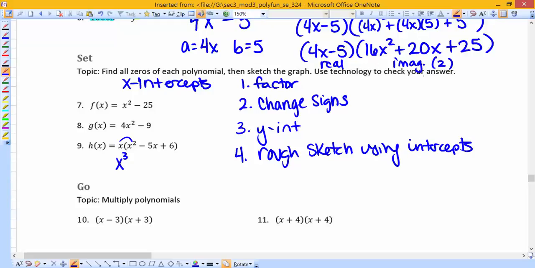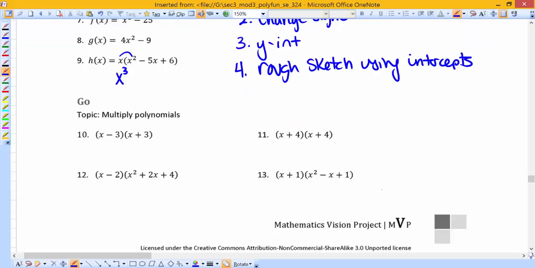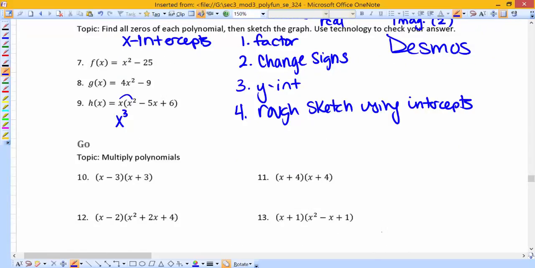And then when it says use technology to check your answer, use Desmos. All right. But don't just jump right to Desmos. Those of you who do choose to cheat on this and say, oh, I'm just going to type into Desmos and then I can find my intercepts, that's all fine and dandy. You're going to get those wrong on a quiz or a test. You're only fooling yourself. So please make sure that you are making an honest effort here. Put some work into this so that you can not fail another quiz.